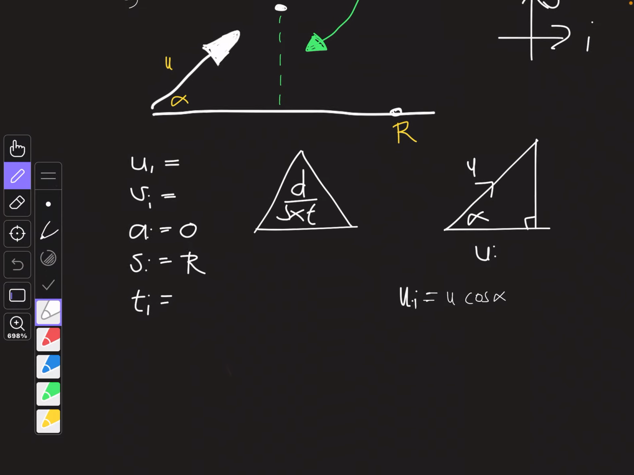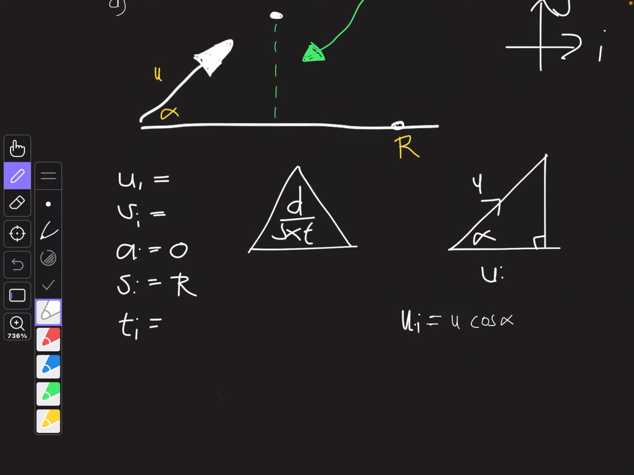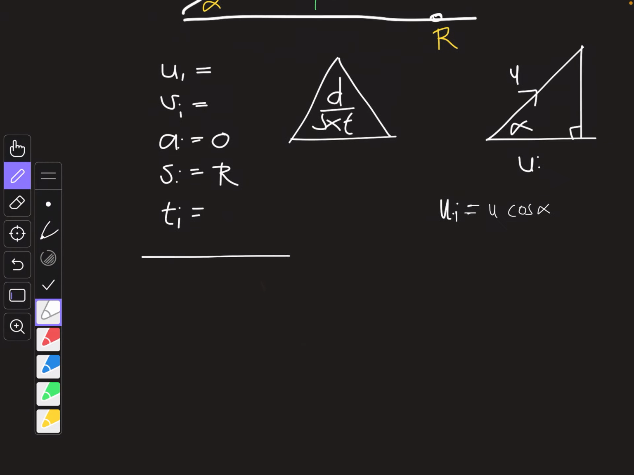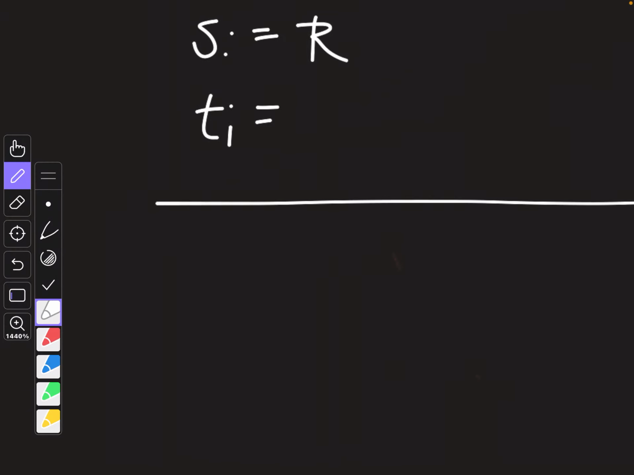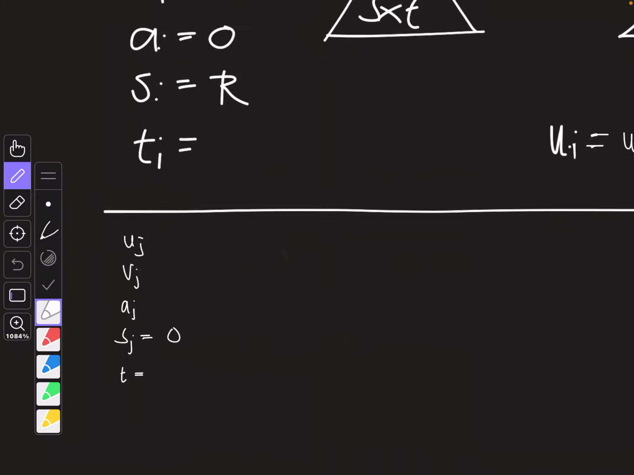So we're kind of stuck at the moment because we need a bit more. I don't have enough information in the i direction, so we'll take a look instead at the j direction. uj, vj, aj, sj and t. So we know the height when it lands is 0. Just think about that: how much has it changed from the beginning to the end? It hasn't raised any height, so it's 0.